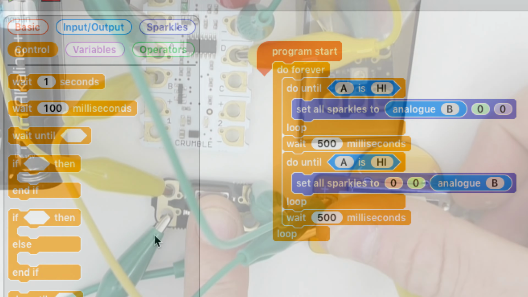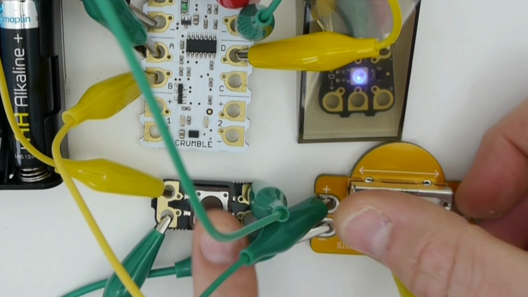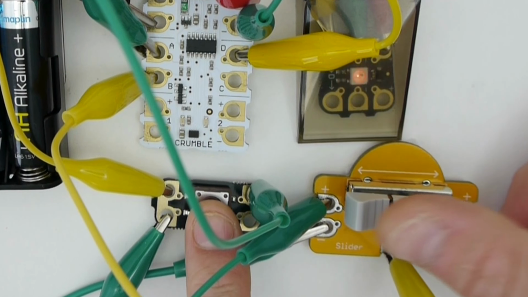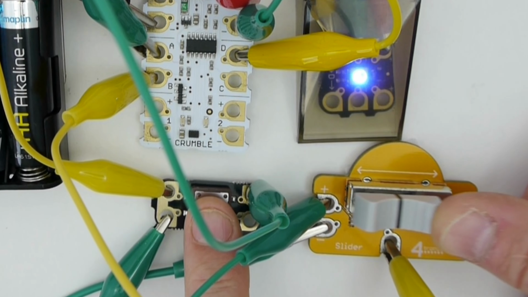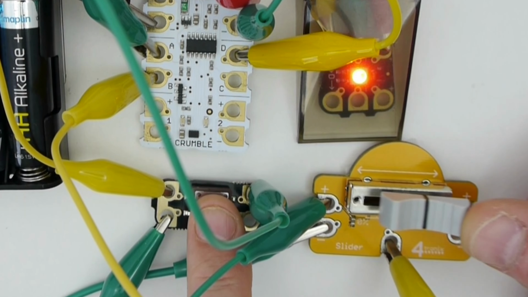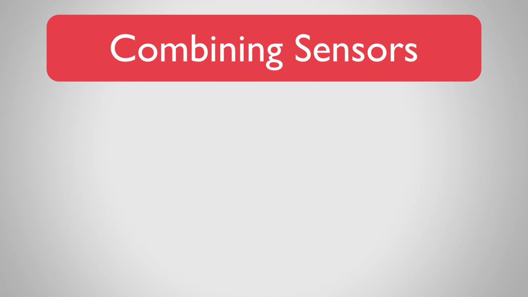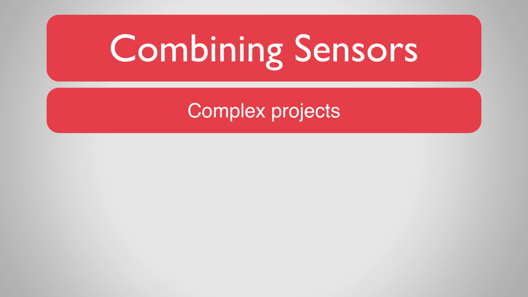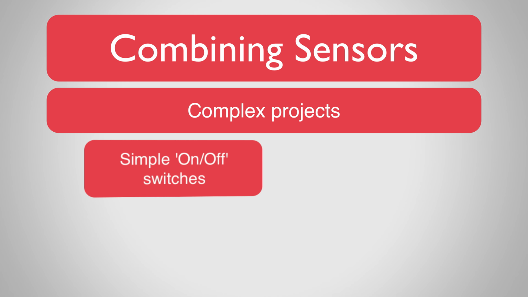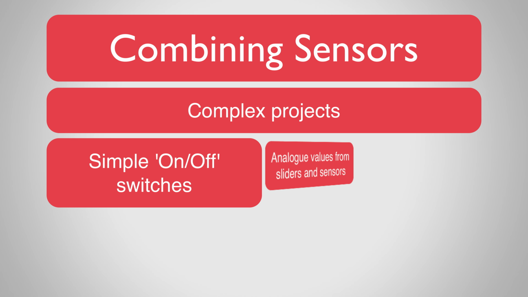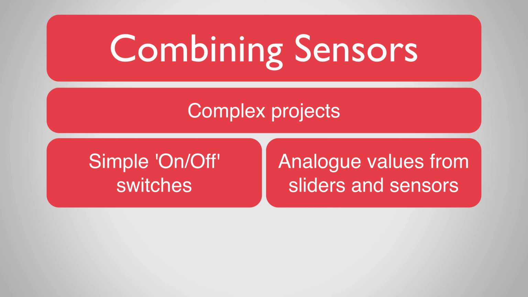Okay, let's test it again. Excellent! As you can see, we're able to use the slider to change the brightness of the sparkle, and the switch will change between the colours. Knowing how to combine a range of sensors allows us to develop even more complex projects, where we can use simple on-off switches alongside analog values from sliders and other sensors.